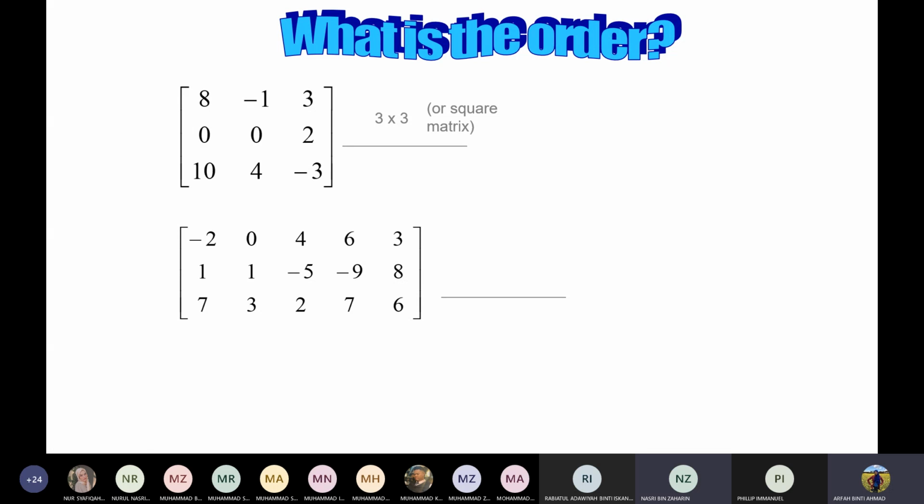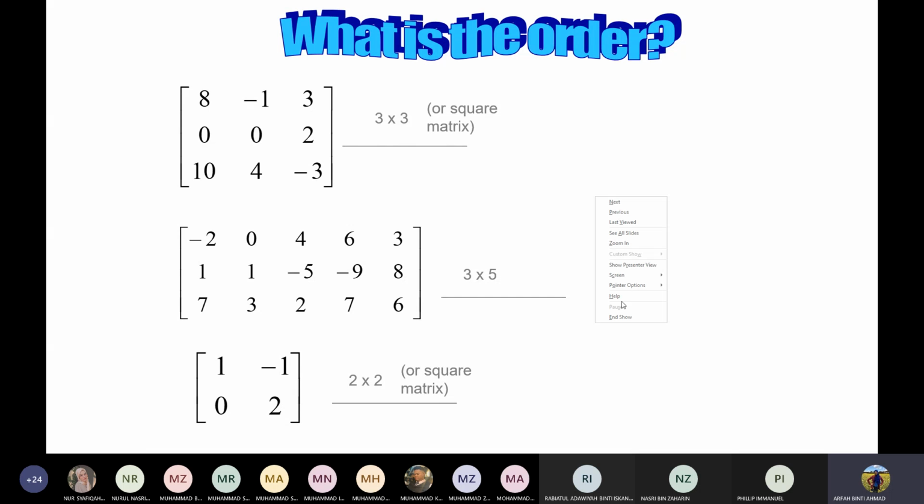Okay. So this one? 3 times 5. Okay, sebab dia ada 3 row dan juga 5 kolom. And this one will be 2 times 2. Okay, because dia ada 2 row dan 2 kolom. So untuk matrix yang dia punya number of row equal to number of column, kita akan katakan dia sebagai square matrix. Because the number of row equal to the number of column. So kalau awak ada matrix 4x4, dia adalah square matrix. Matrix 5x5 pun also square matrix.